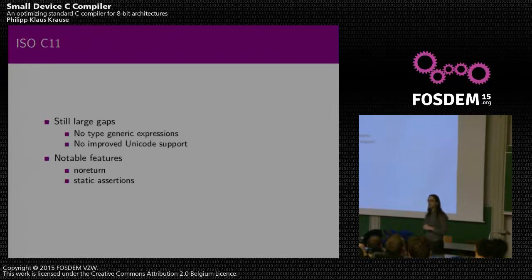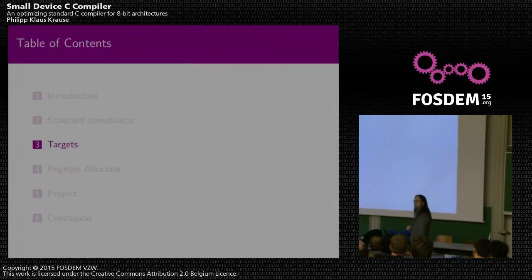And there are static assertions, which are kind of useful because normal assertions are expensive. They go into the code of the program. They're done at runtime. You don't want that on a very restricted system where you have very little memory. But the static assertions that C11 introduced are checked at compile time and can be quite useful, I think, on these architectures. OK, next, a bit on the targets we support.